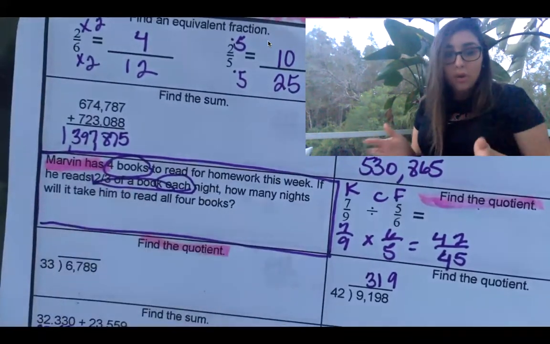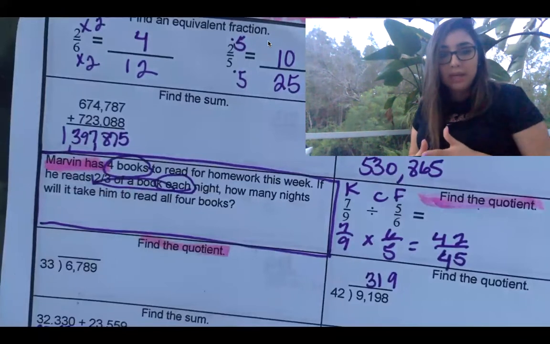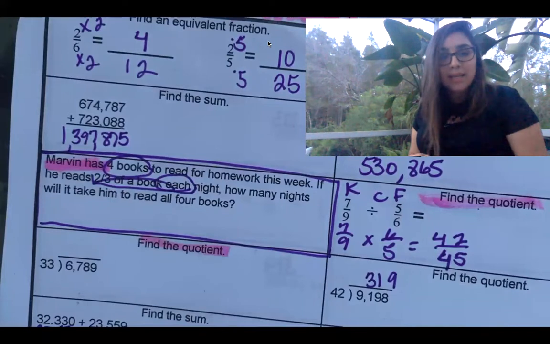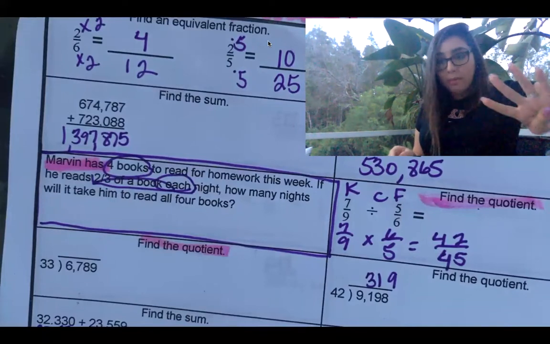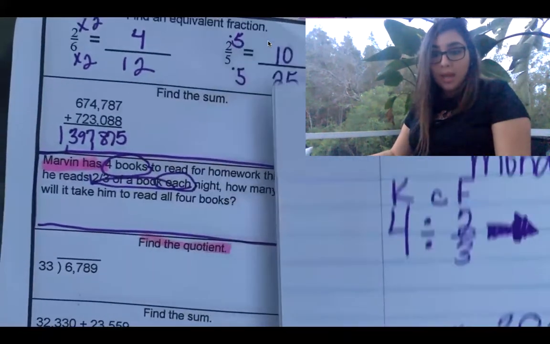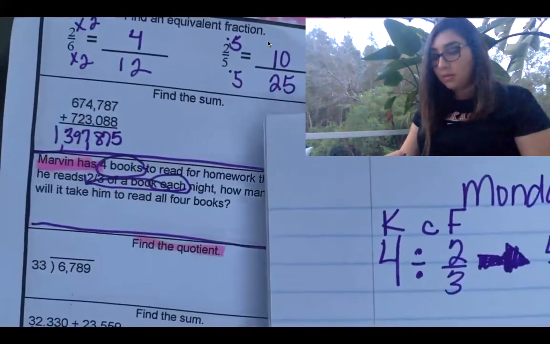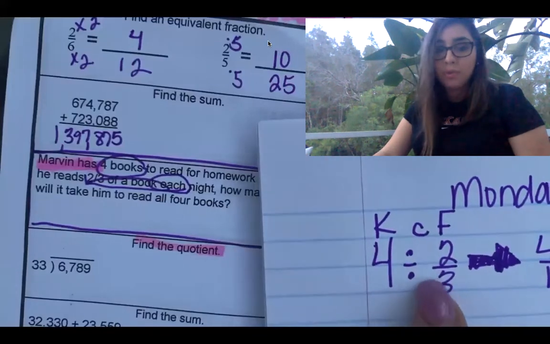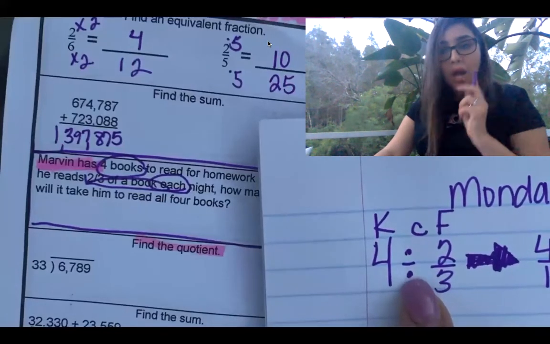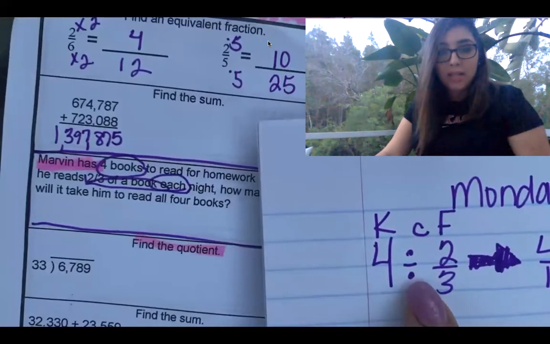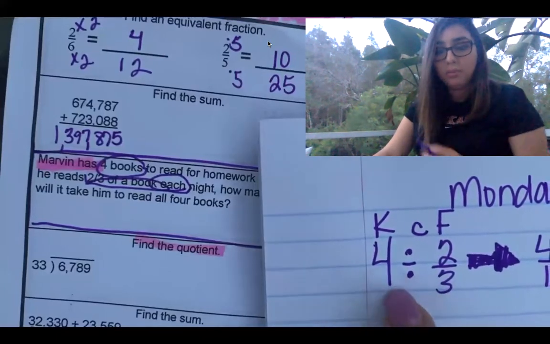Marvin has 4 books to read for homework this week. If he reads 2/3 of a book each night, how many nights will it take him to read all 4 books? So I started it here and I set up my equation right here. So 4 books to read for homework, and he reads 2/3 of a book each night. So not quite a whole book, almost. So how many days or nights will it take him to finish reading these 4 books?